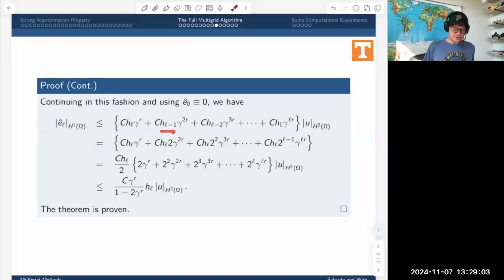So HL minus 1 is just 2HL, and this is going to be 4 times HL, and then 8 times HL, etc. So what we can do is effectively factor out CHL over 2, I guess. Where am I getting the 2? Because I want to put an appropriate power of 2 here. So I want 2 gamma r there, 2 squared gamma 2r, 2 cubed gamma 3r, etc., up to 2 to the L gamma L to the R.